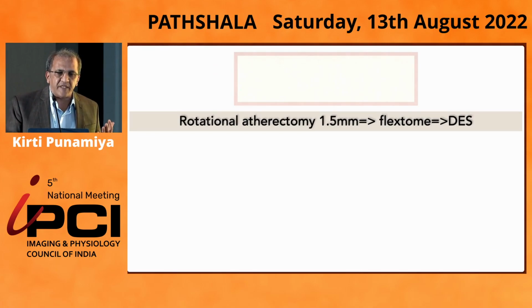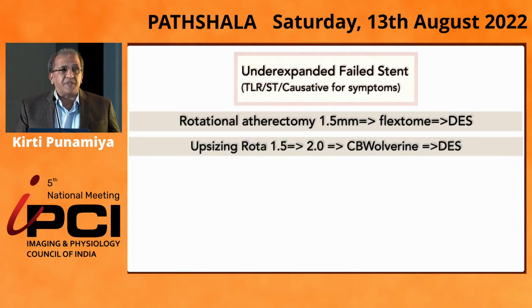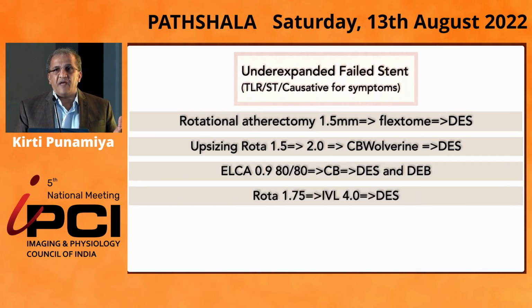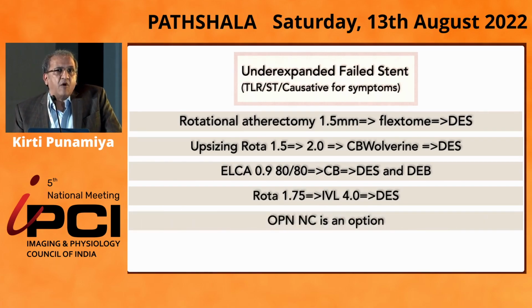For these unexpanded stents, we could use rotational atherectomy. We could upsize the burr. We could then use ELCA or other technologies to get access and then do a cutting balloon or any NC balloon to achieve a great expansion. We could then use IVL. IVL would play a significant part in some of these unexpanded stents where there's more than 180 degrees of calcium. OPN and NC is an option. I haven't used it much, but thank you so much.